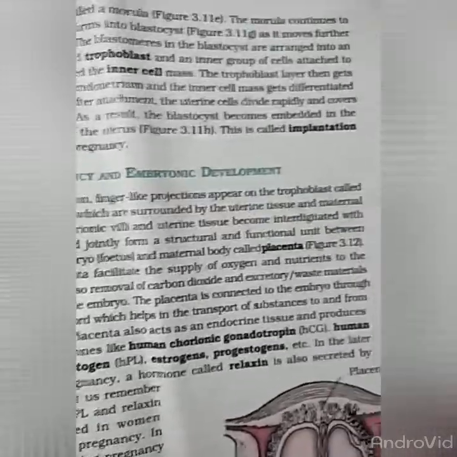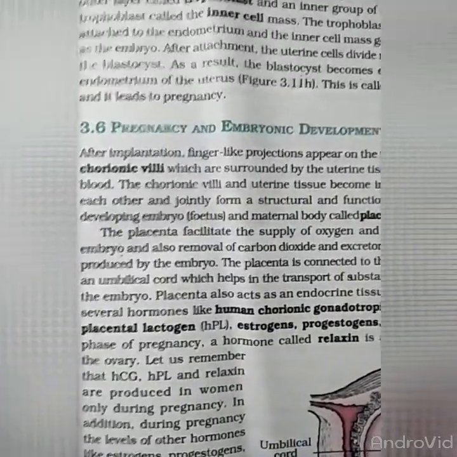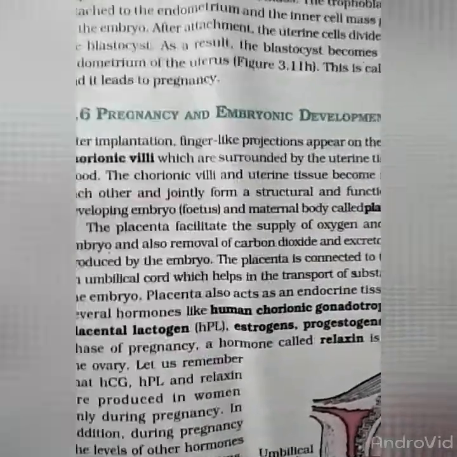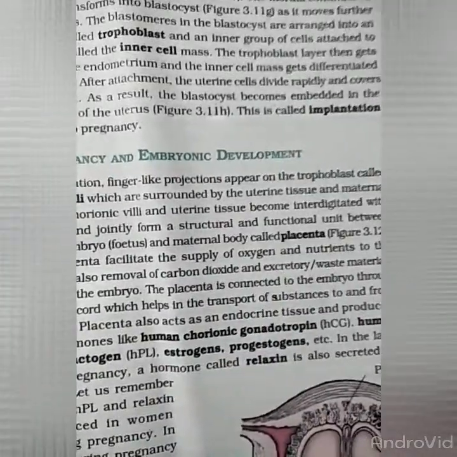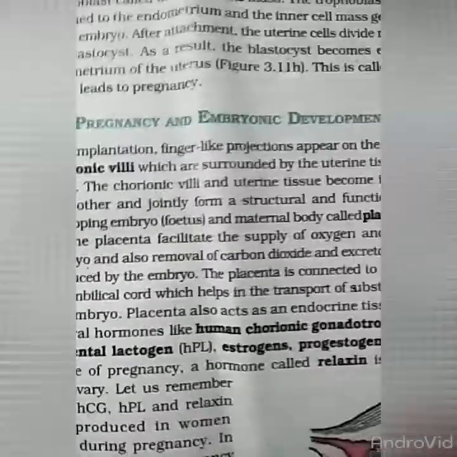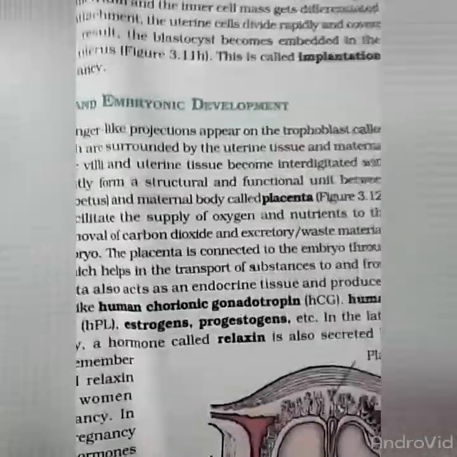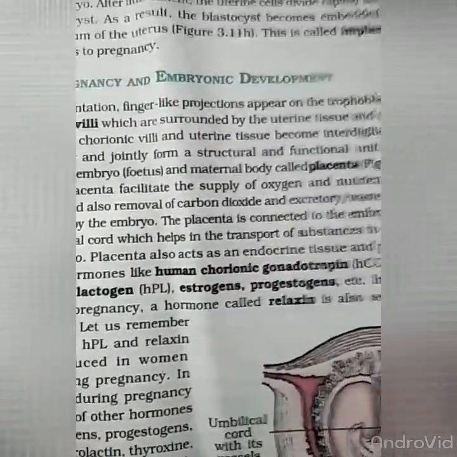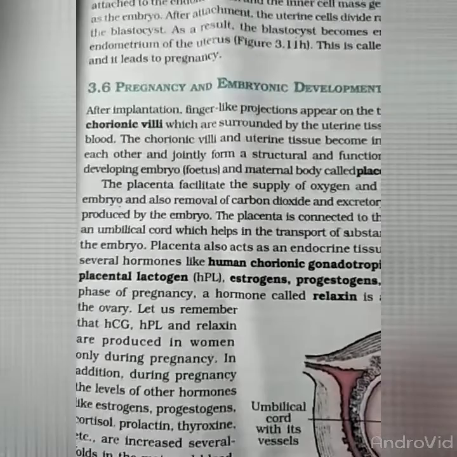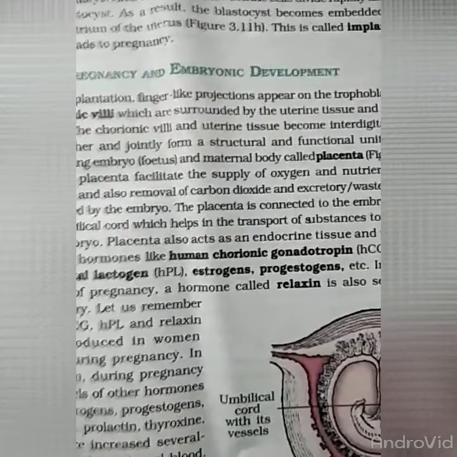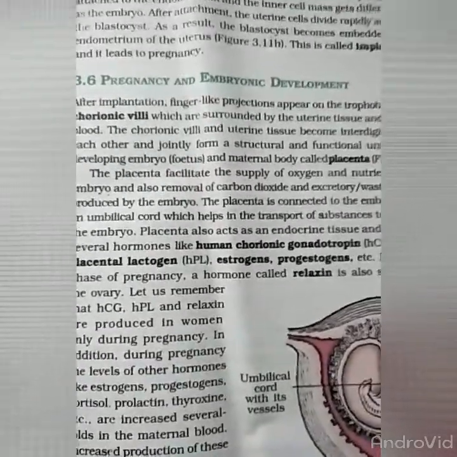The trophoblast forms the chorionic villi, which are surrounded by uterine tissue and maternal blood. The chorionic villi and the uterine tissue interdigitate with each other and jointly form a structural and functional unit between the developing embryo and the maternal body, called the placenta. So very important, what is placenta? Chorionic villi and the uterine tissue interdigitate and together form the placenta.